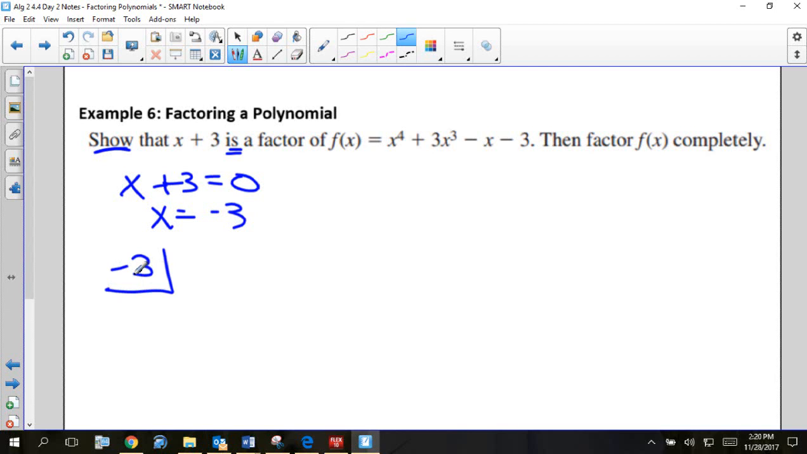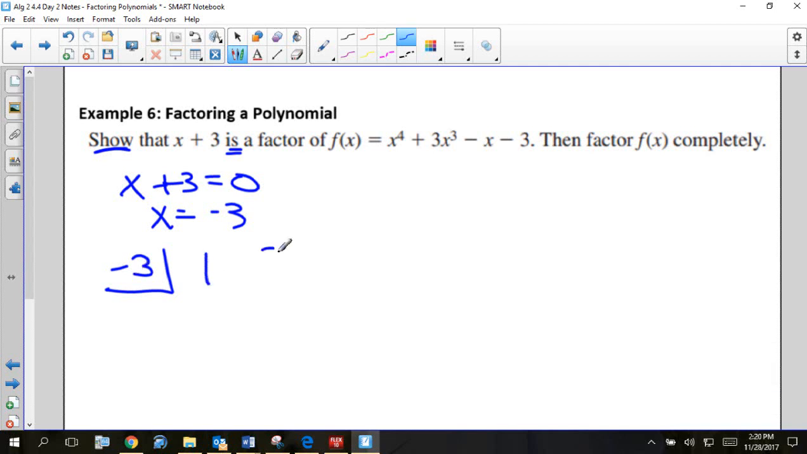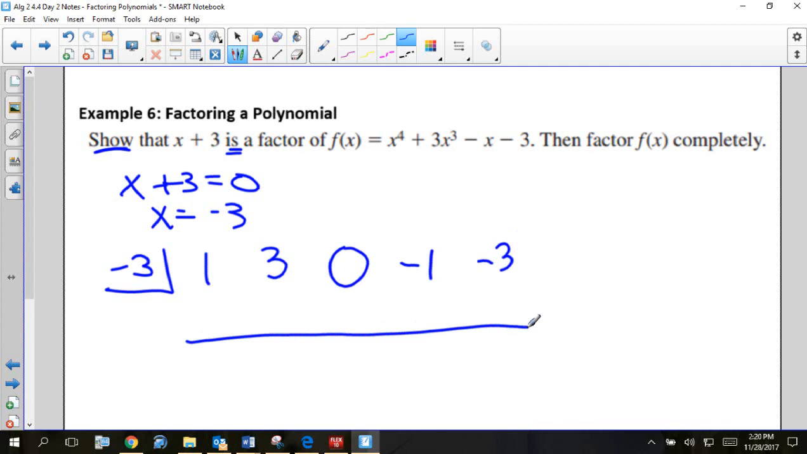Then we have to write the coefficient of what we're trying to divide it into. So my first coefficient would be 1. What's my second coefficient? 3. Then what? 0. Then what? Negative 1. Then negative 3. Then we skip some space and we draw that line.